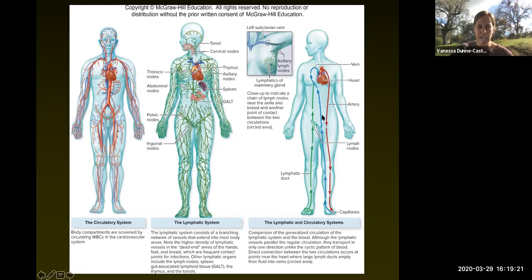So there is a connection between our circulatory system and our lymphatic system. And that will become really important as we talk about the development, like where our T and B cells come from and where they go, and then how they become activated. Our lymphocytes do need to travel through the blood, so it's important that there is a connection between our circulatory system and our lymphatic system.